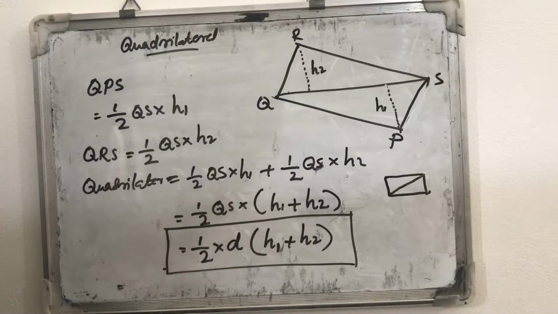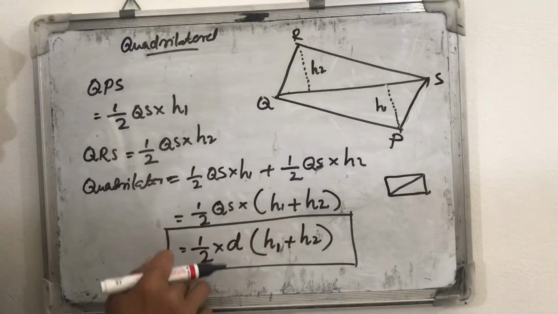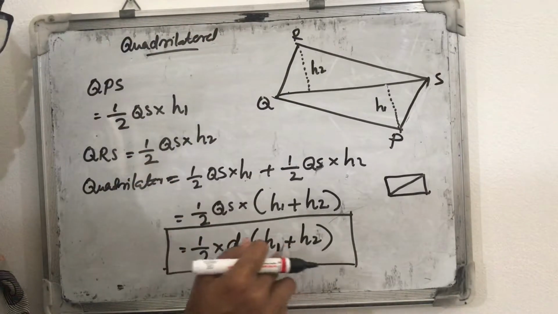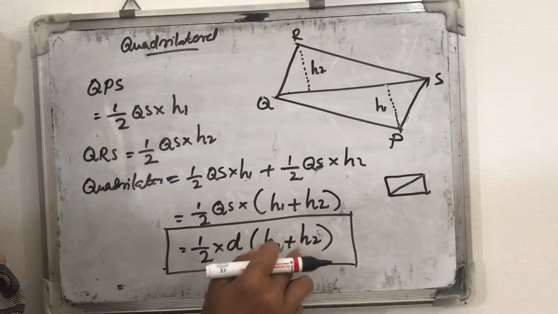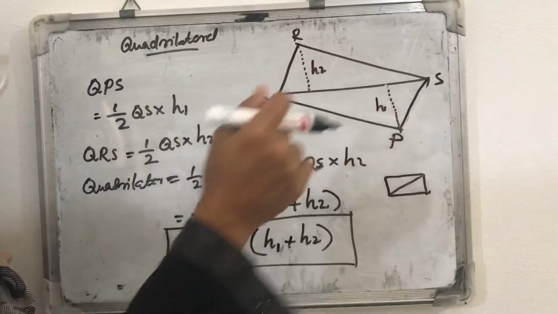So all equations must be learned by heart. First we learned the equation for finding the area of a trapezium, that is half into h into a plus b. Here the area of the quadrilateral is half into d into h1 plus h2, where d is the diagonal and h1 and h2 are the corresponding heights.